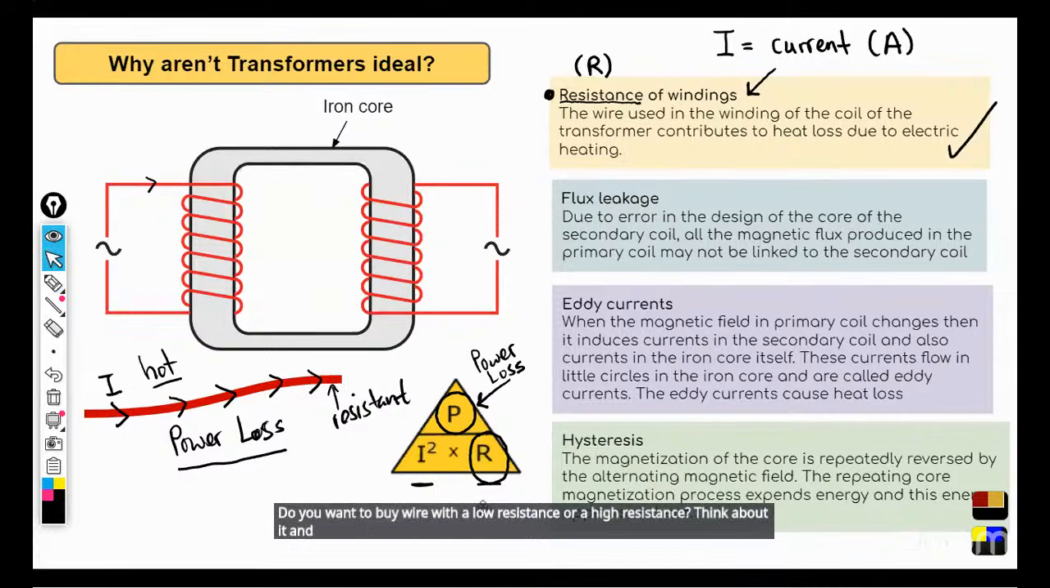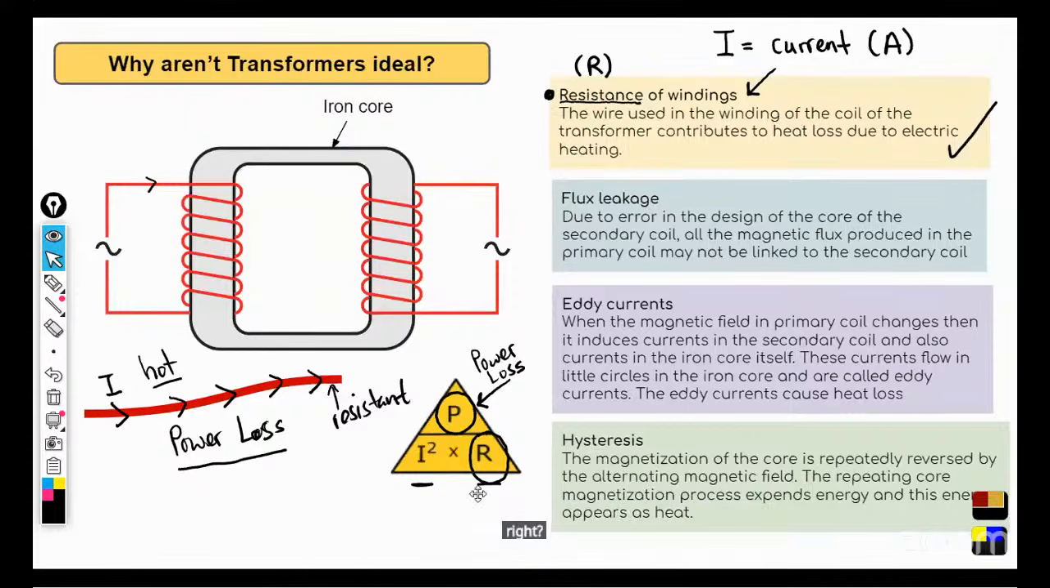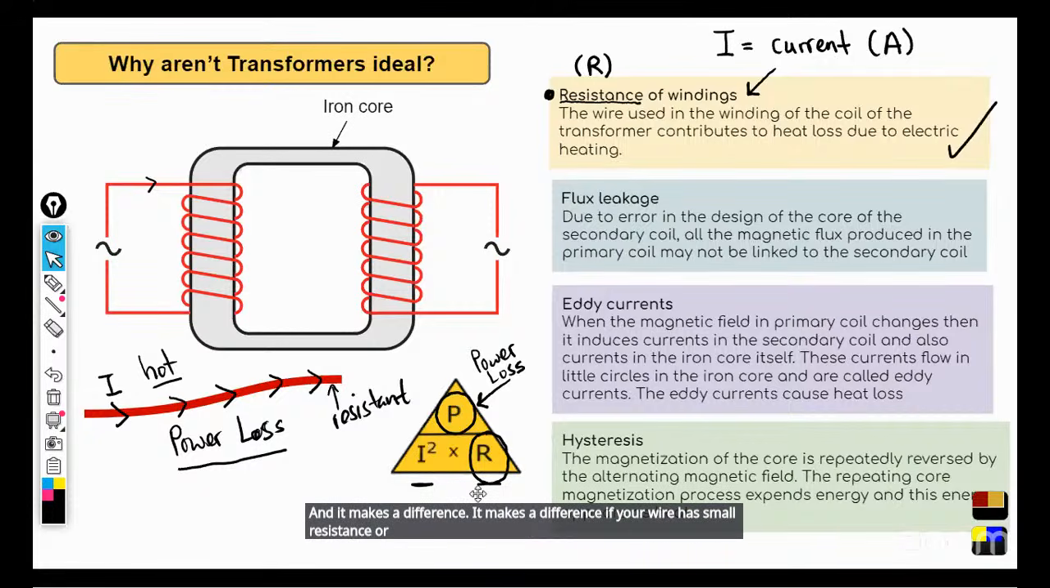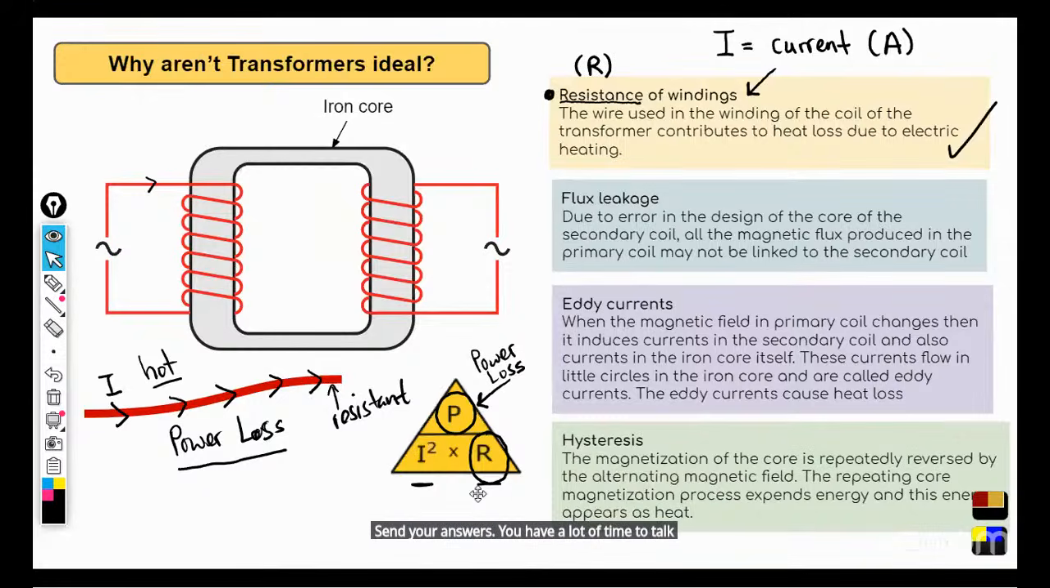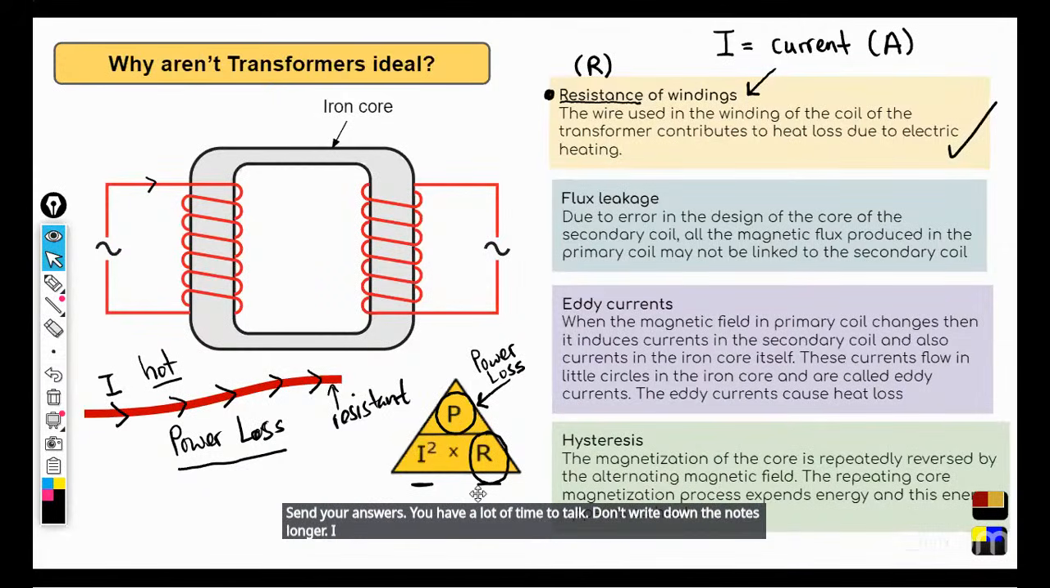This is very important because one day you're going to have to buy wire for your house, right? And it makes a difference. It makes a difference if your wire has small resistance or large resistance. You have to know which one to buy and which one is better. Send the answers. We have a lot of time to talk. Don't write down the notes now. I realize some of you are just not answering. You're probably writing down the notes. Listen to me, please.